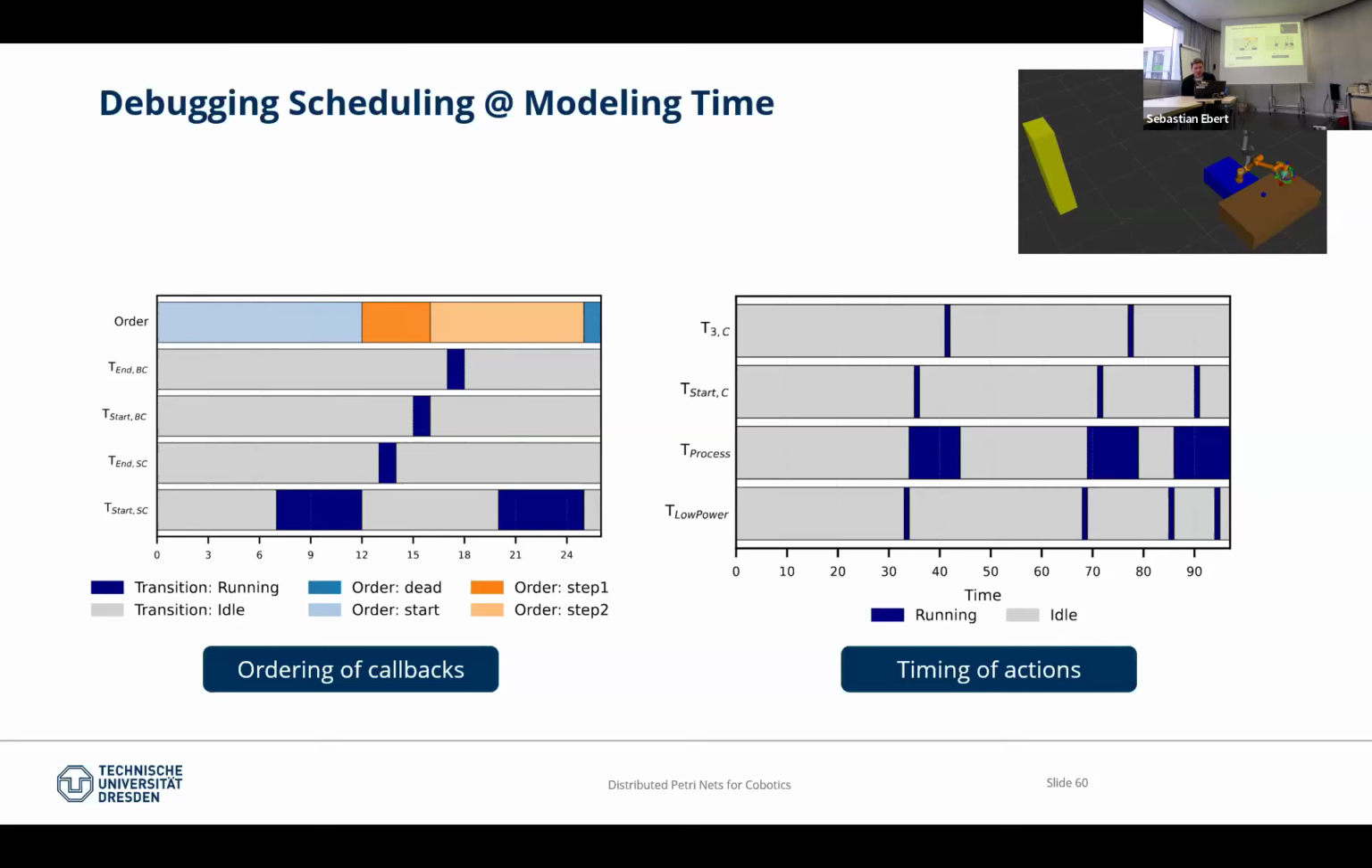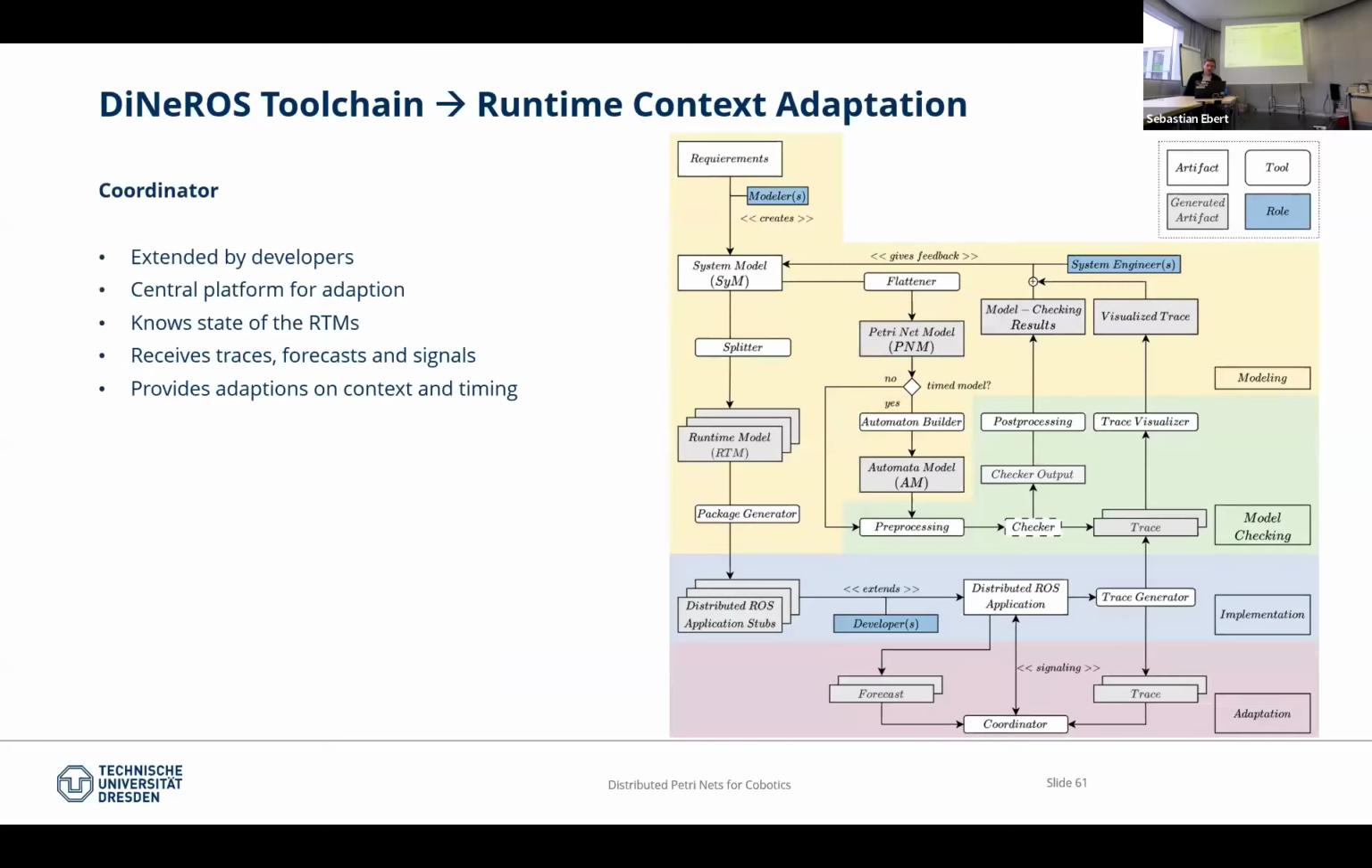The last part of the toolchain is the adaptation line on the bottom. Basically, we have there a coordinator. We saw that initially. He receives the signals we just saw. He also receives the traces we had a look at, but he also receives forecasts. So basically, the engine communicates with the outside, hey, these transitions will fire next. And based on that, developers can extend the coordinator to implement policies, deciding what to do, so how to change input signals, for example.